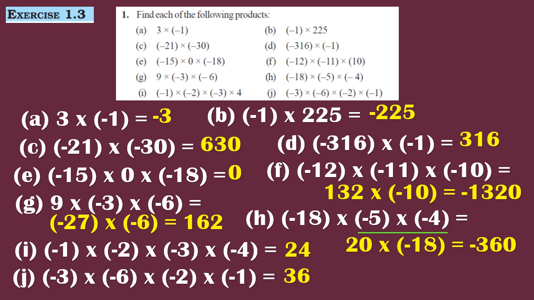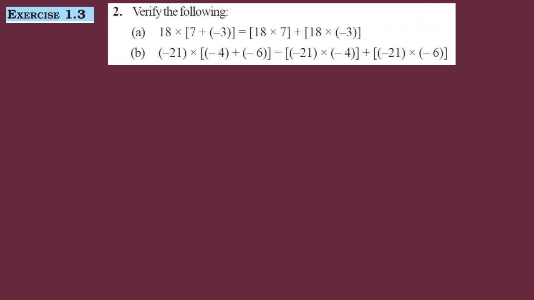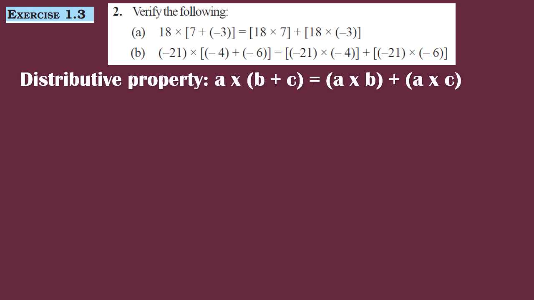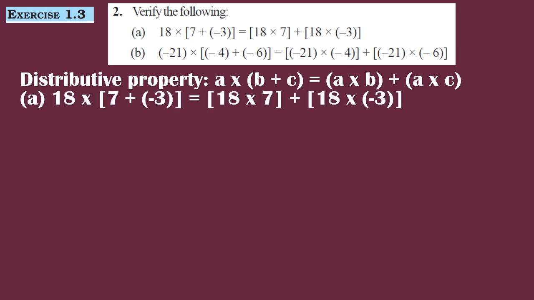Now let us move on to question number 2. Verify the following. 18 into 7 plus minus 3 equal to 18 into 7 plus 18 into minus 3. So here, which property is this? Yes, it is the distributive property. That is A into B plus C is equal to A into B plus A into C. So what is A here? A is 18, B is 7, C is minus 3. So let us prove it.